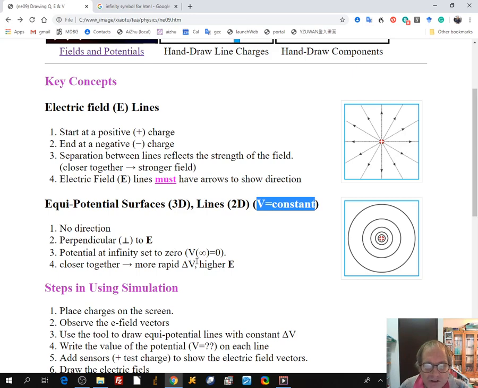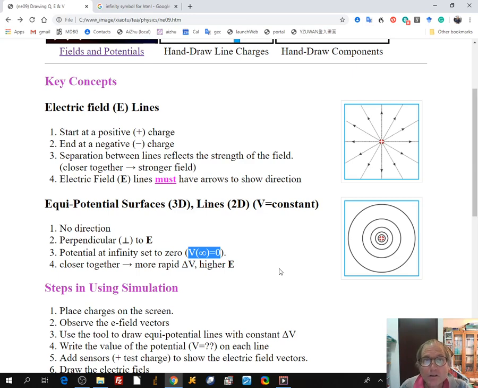The potential at infinity is, for our exercise, set to be 0. In other words, the value of the potential at infinity is going to be 0. So the closer these surfaces are together, the more rapid the change in voltage and the higher the value of the electric field. So you can see they're very close together here, so it means the voltage is changing rapidly and the electric field is very strong here as well. Okay.